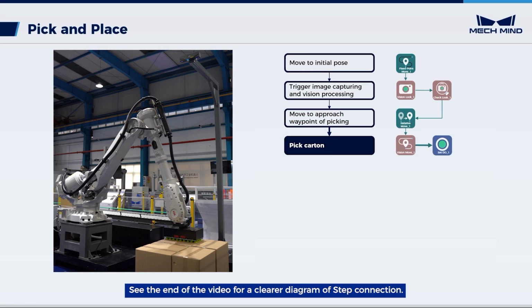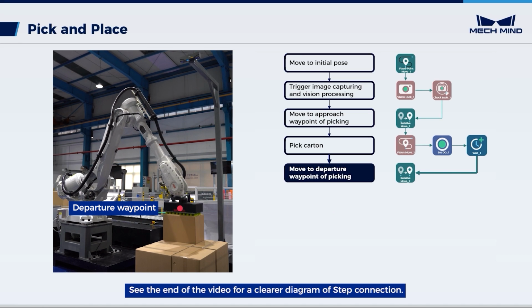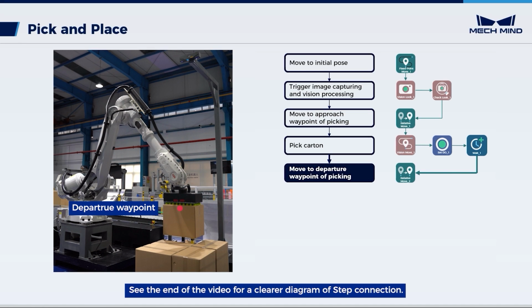trigger the suction cup to grip the carton using Step Set DO. To wait until the carton is stably gripped by the suction cup before the robot moves, we add a Wait step. Let the robot lift the carton and move to the departure waypoint above the picking waypoint. Use Step Relative Move to set the departure waypoint because it is a waypoint relatively above the picking waypoint.